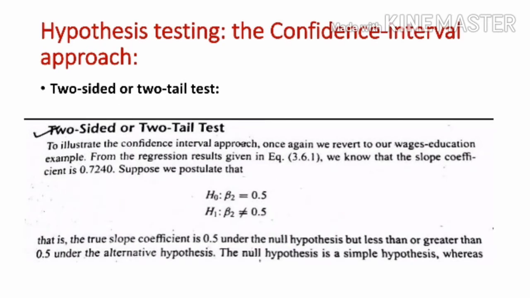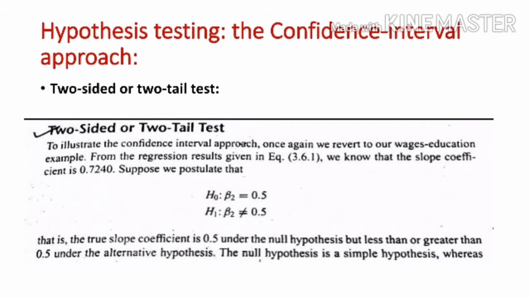Hypothesis testing, the confidence interval approach. Two-sided or two-tail test: to establish the confidence interval approach, once again we refer to the wages and education example. From the regression result given in the equation, we know that the slope coefficient is 0.7240.